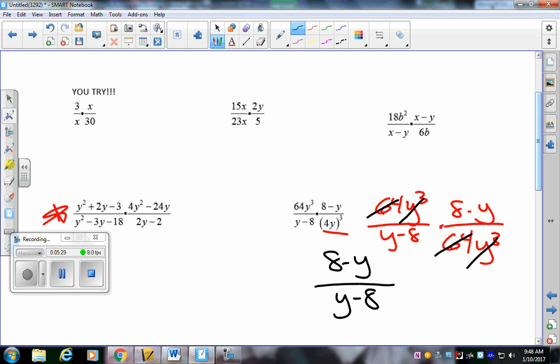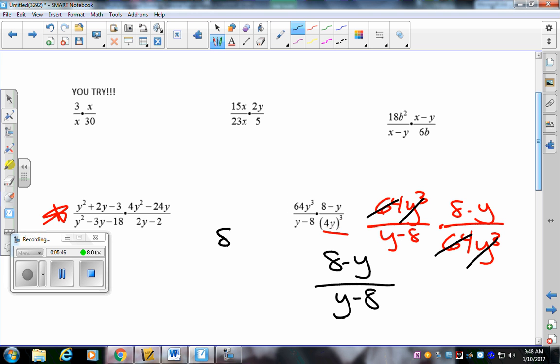Now, if you notice, these two are related. I'm subtracting the same things, but just in a different order. These two are actually opposites of each other. Okay, let's substitute, let's just show you what's going on here. If I substituted a value in for y, I don't know, I'm going to pick the number 5. I could pick literally any number except for 8.